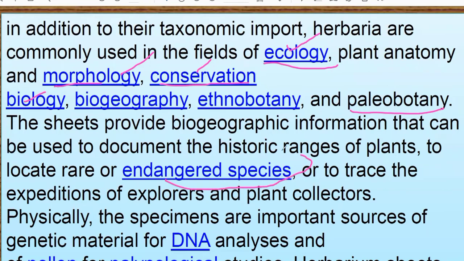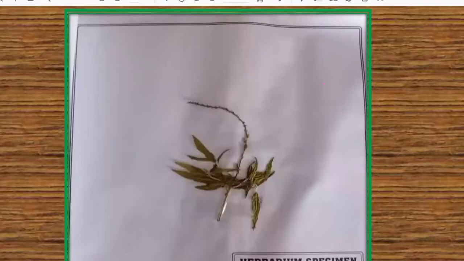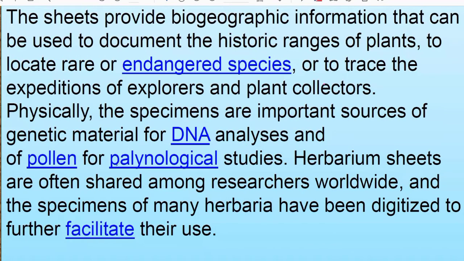By this, we can also get information regarding endangered species, the plants which are going to die and won't exist on the earth in future. Such kinds of plants we can also identify by herbarium. To trace the expeditions of explorers and plant collectors, the specimens are an important source of genetic material for DNA analysis. So those who are conducting experiments regarding endangered species, herbaria should provide analysis of pollen and phenological studies.